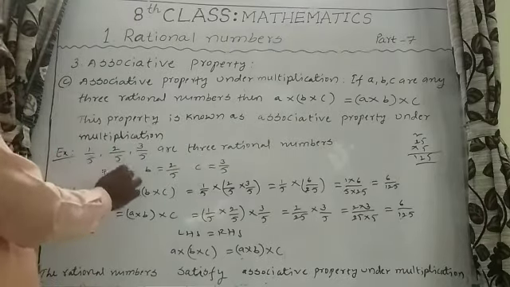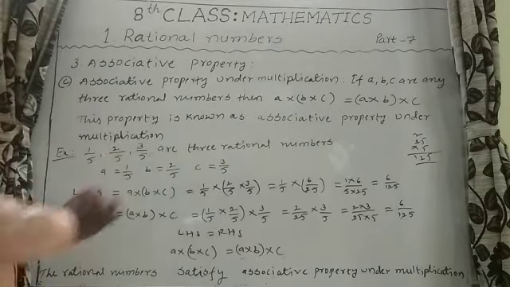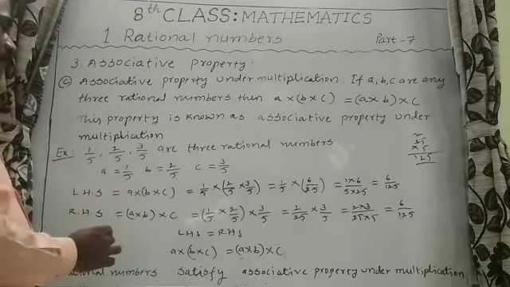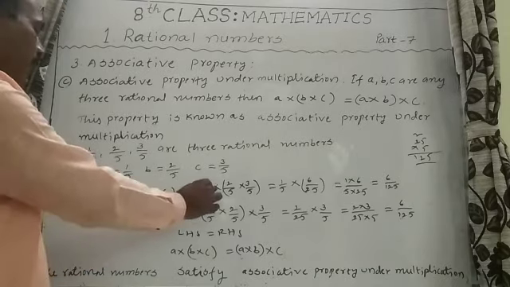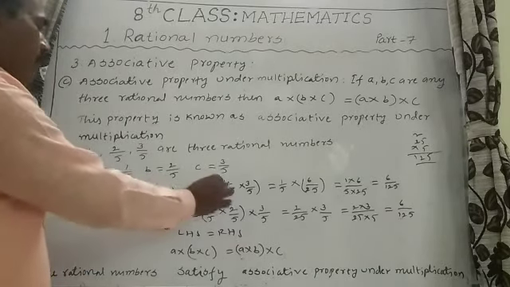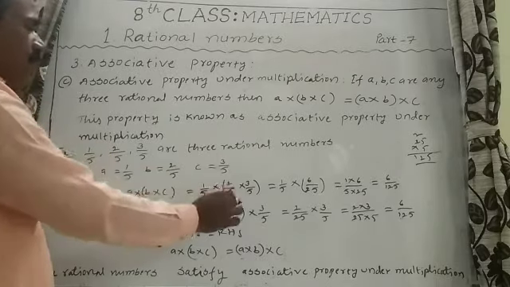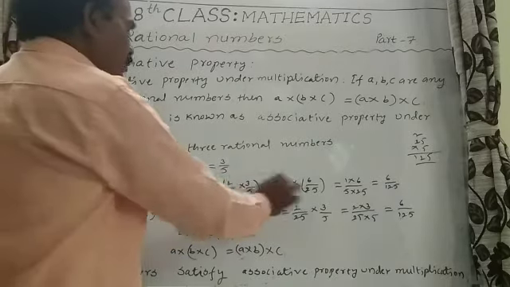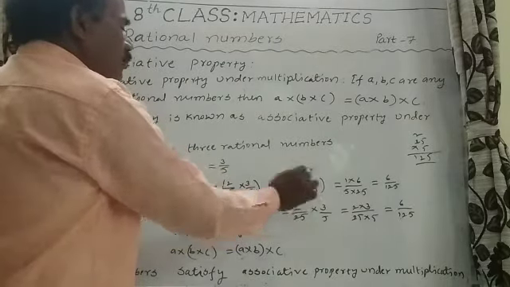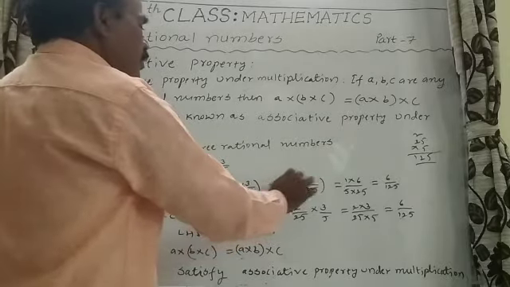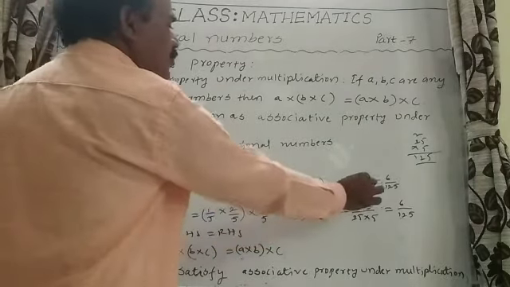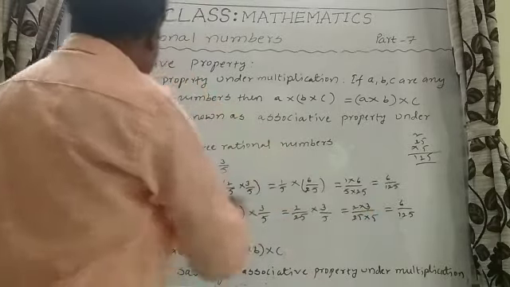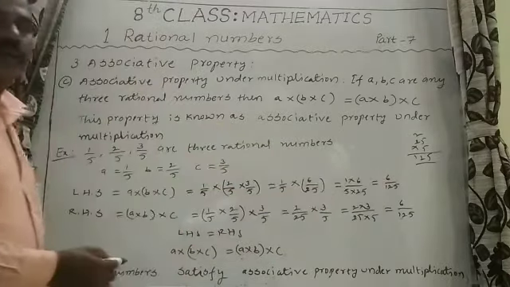a is equal to 1/5, b is equal to 2/5, c is equal to 3/5. Take the LHS, (a × b) × c, is equal to (1/5 × 2/5) × 3/5. Simplify the bracket value: 1/5 × 2 is 2/5, 5 into 5 is 25, so 2/25. Then 2/25 × 3/5, multiply 2 into 3 is 6, by 25 into 5 is 125. LHS is equal to 6/125.